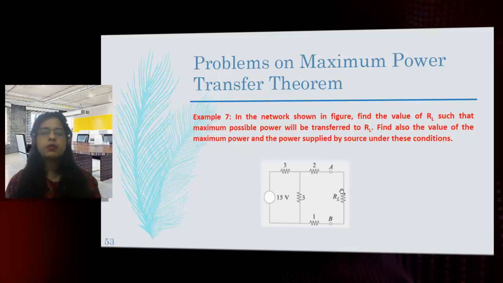Okay, maximum possible power will be transferred to RL. So this is the first problem: find the value of RL. So you need to find out the value of RL. Now it is mentioned that maximum power is transferred to RL.